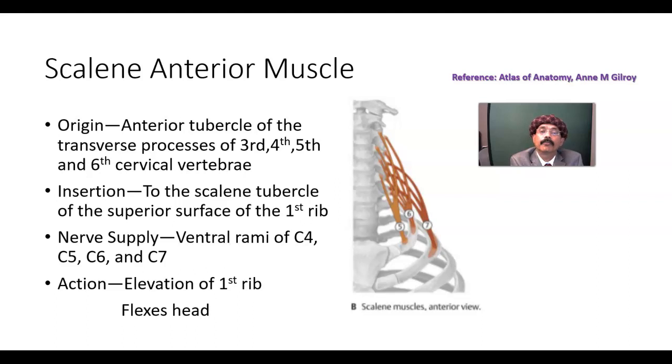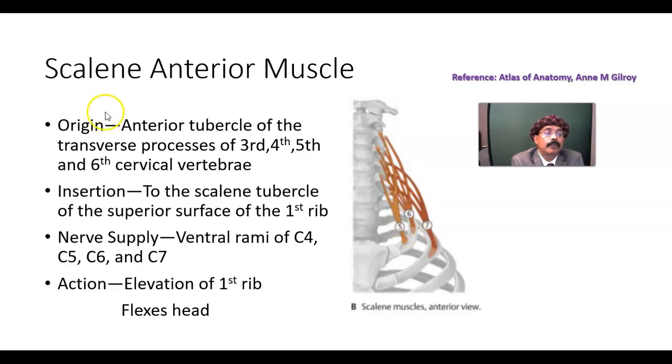Let's start with the scalene anterior muscle. Origin of the muscle is from the anterior tubercle of the transverse process of the third, fourth, fifth, and sixth cervical vertebrae, and it inserts on the superior surface of the first rib on the scalene tubercle.